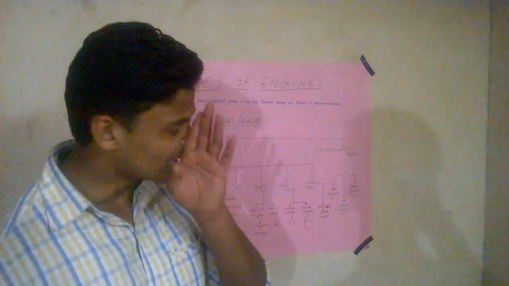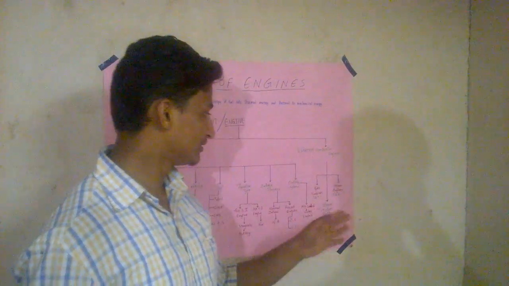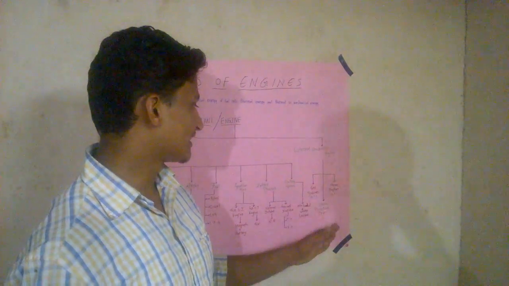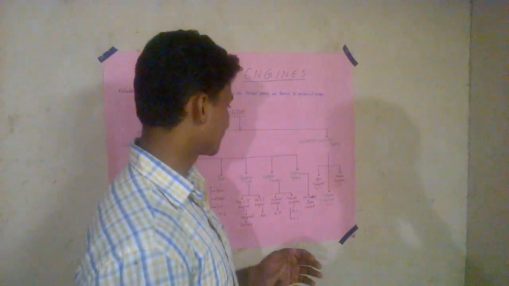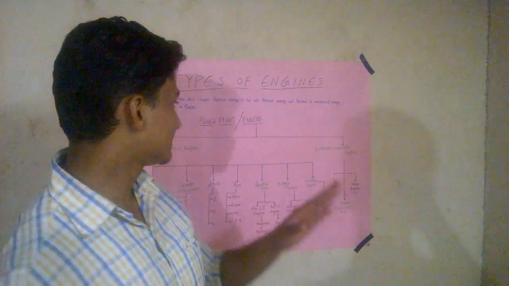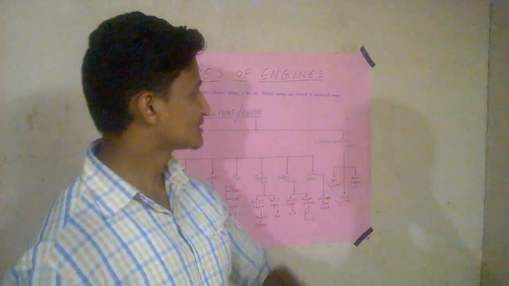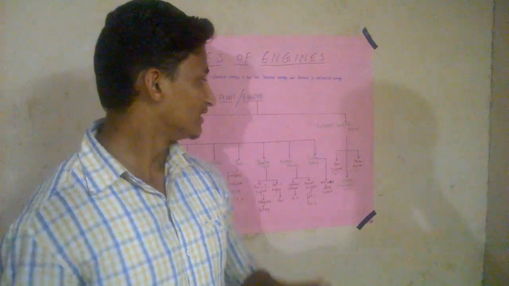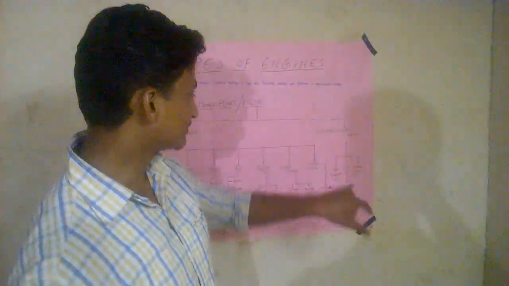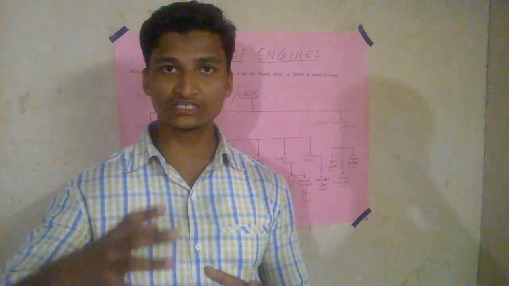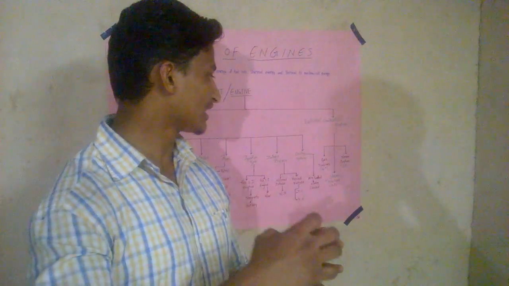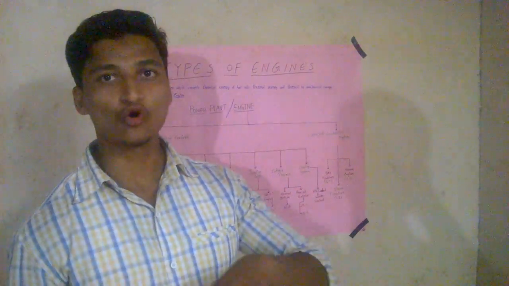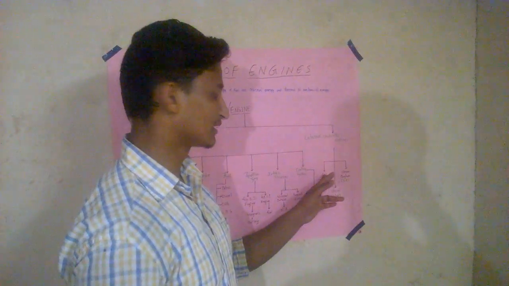External combustion engines are classified into three types. The first one is gas turbines, next is steam turbines, and next we have steam engines. As I said, external combustion engines are run by flue gases which are already burnt outside. In gas turbines, the flue gases, which were already burned outside in the combustion chamber, are expanded.